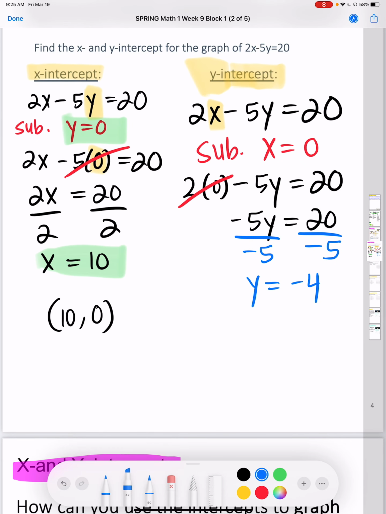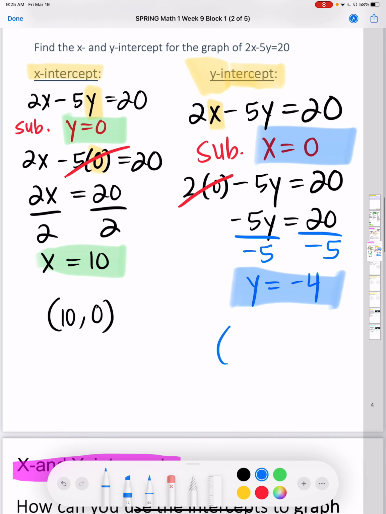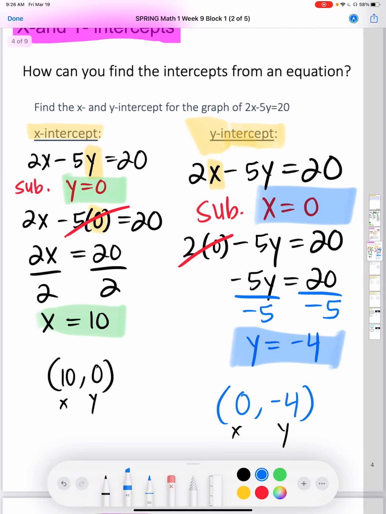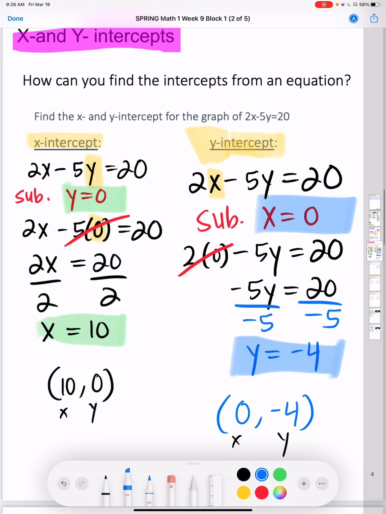I have an x coordinate and I have a y coordinate. So my answer is 0 because that's my x coordinate and my y is -4. Remember that all of these are written in x comma y. Okay, and it makes sense. So for my x coordinate, I have 10, 0. My y coordinate, I have 0, -4. So those are my intercepts. Go ahead and pause this page and write this down.